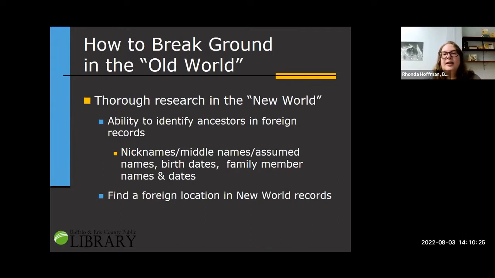So when we're trying to break ground in the old world, first we want to do thorough research in the new world. First, you want to learn as much as you can about your immigrant ancestor so that you can properly identify your ancestor in foreign records. So learn things like their nickname, middle name, assumed names, birth dates, and family member names. And then once you do that, we can look to American records to find the foreign location of birth.